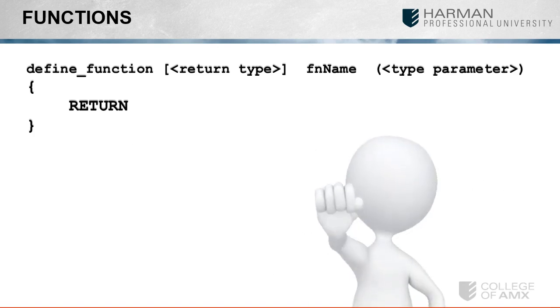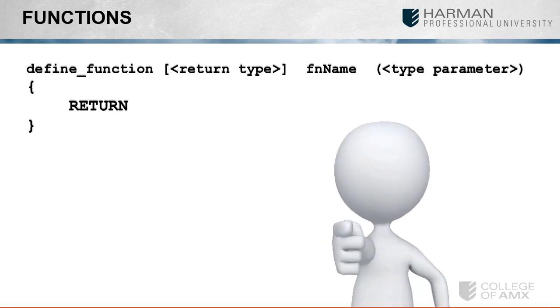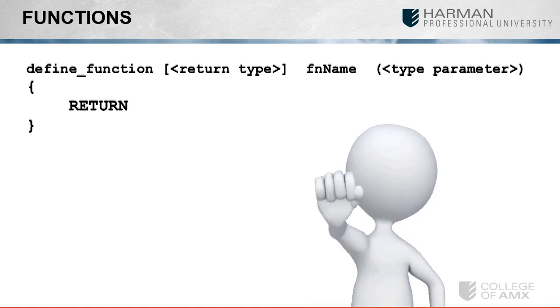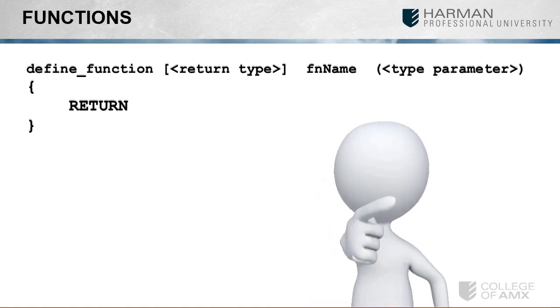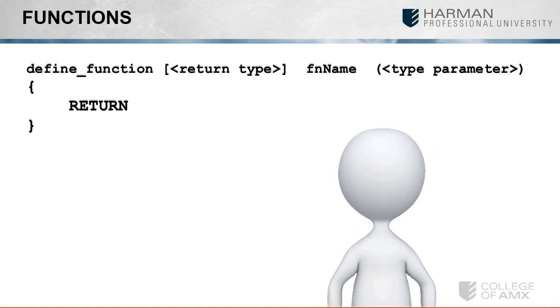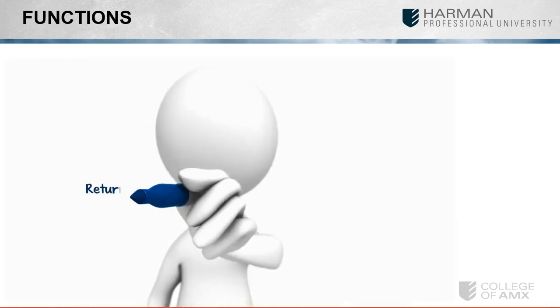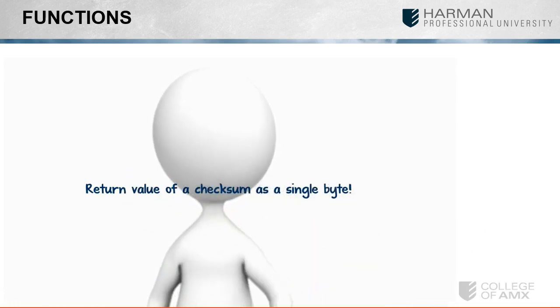Let's cover one more quick example. This time we'll make use of returning a value back out of your function. In order to use this feature, you must assign a data type to the function. In this example, let's assume you wanted to pass into the function a long string of hex values, and you wanted to return just the checksum as a single byte.